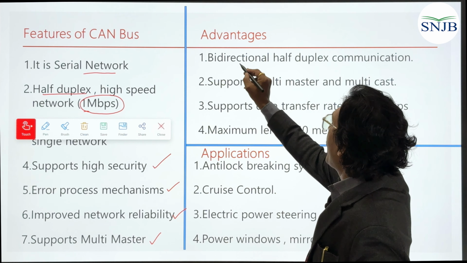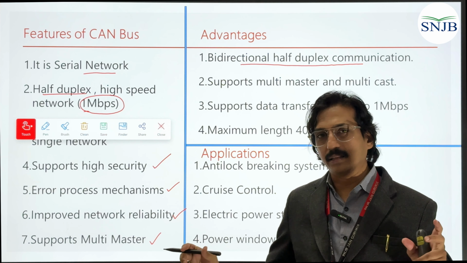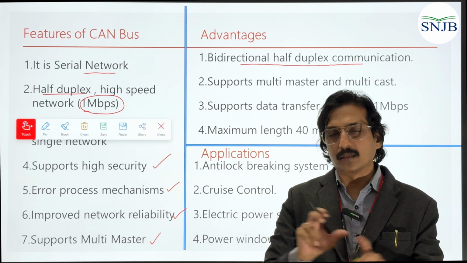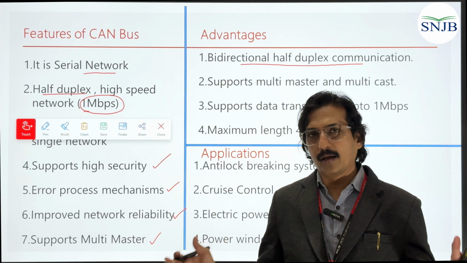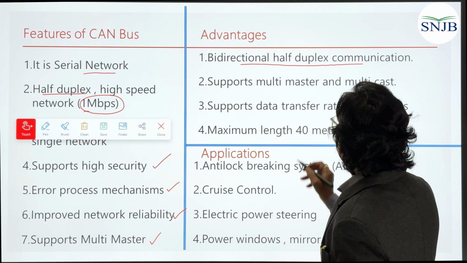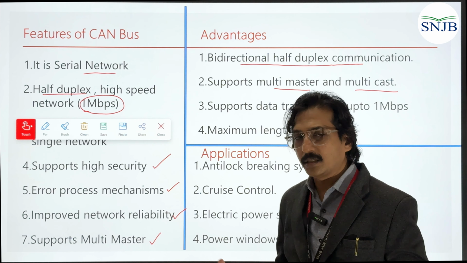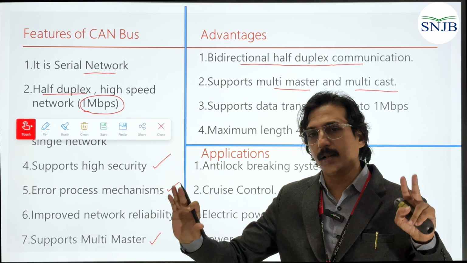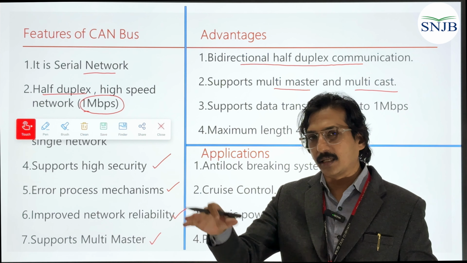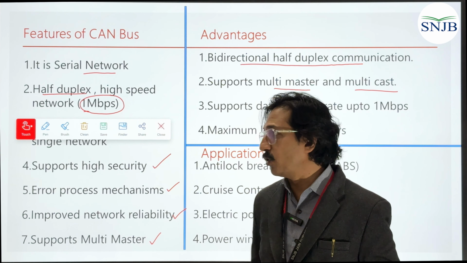Disadvantages are that bidirectional half duplex communication is there. If you are comparing it with Ethernet, then bidirectional simultaneous communication is expected, but it is not there. That is one of the disadvantages. It supports multi-master and multicast. So one node can broadcast the signals to many slaves. So there are chances of collisions.